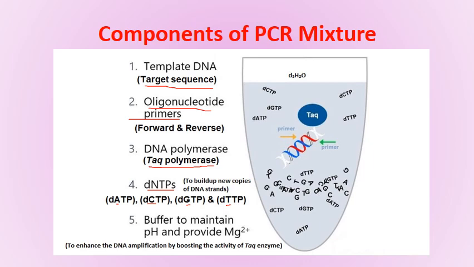Also, we add a buffer to maintain pH and provide magnesium chloride. Magnesium chloride enhances and induces the DNA amplification by the activity of the Taq polymerase enzyme, which is used. Okay. We also add deionized distilled water.